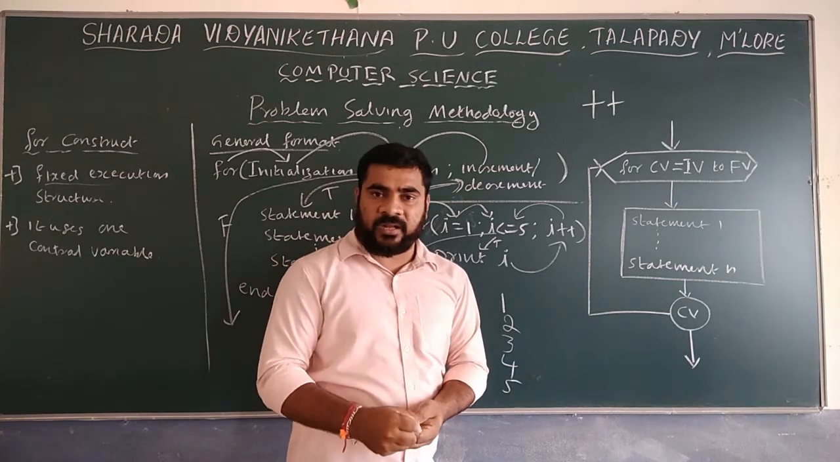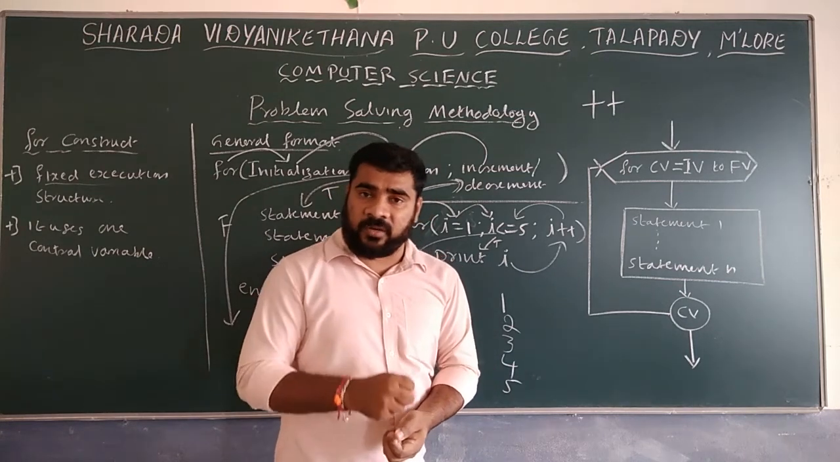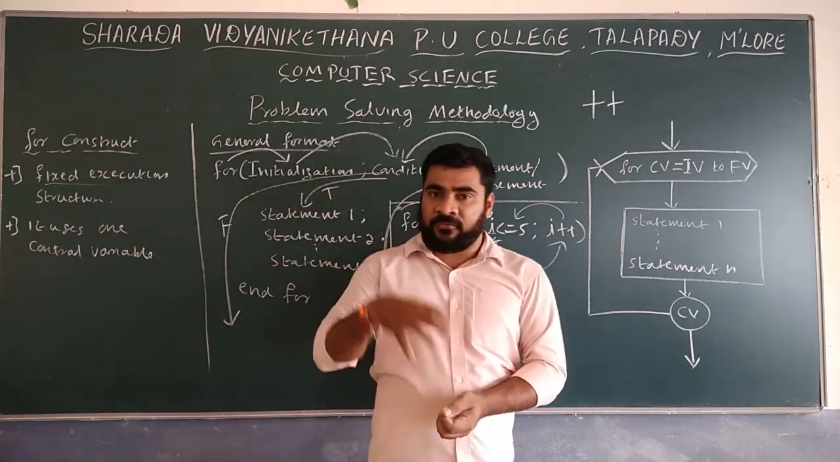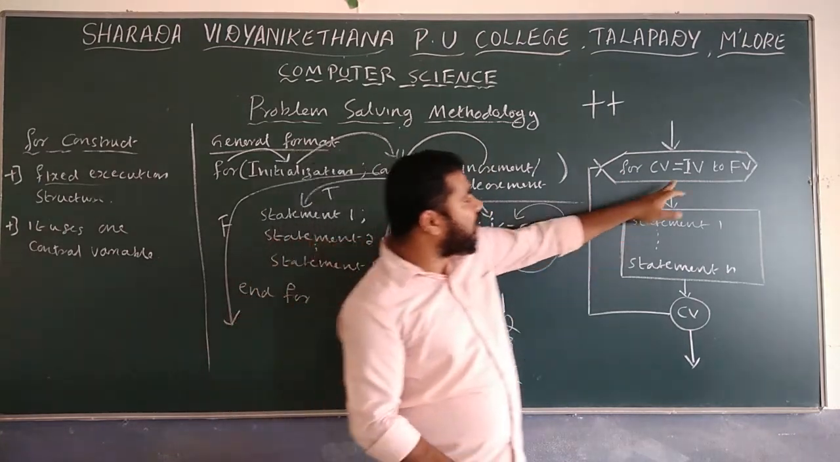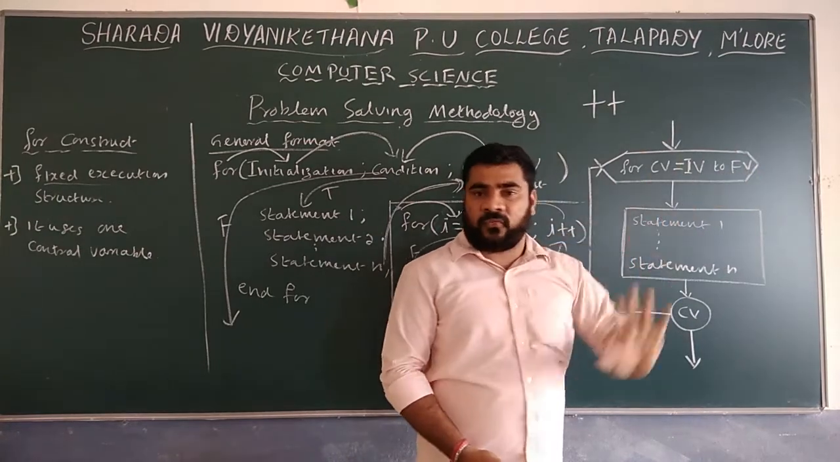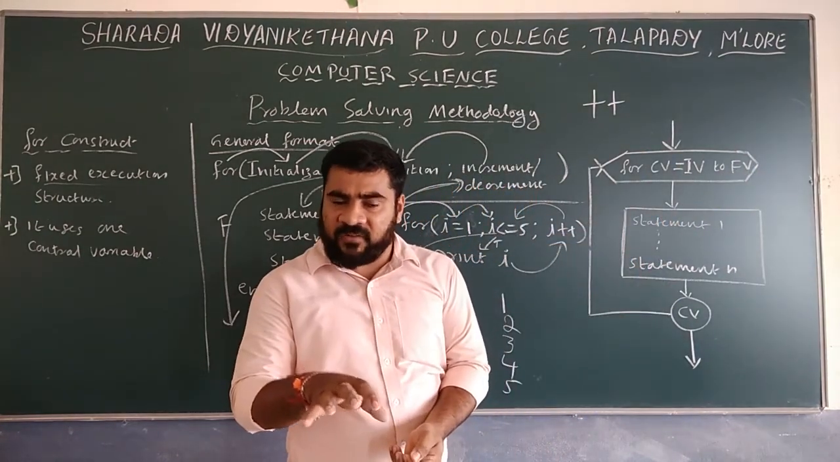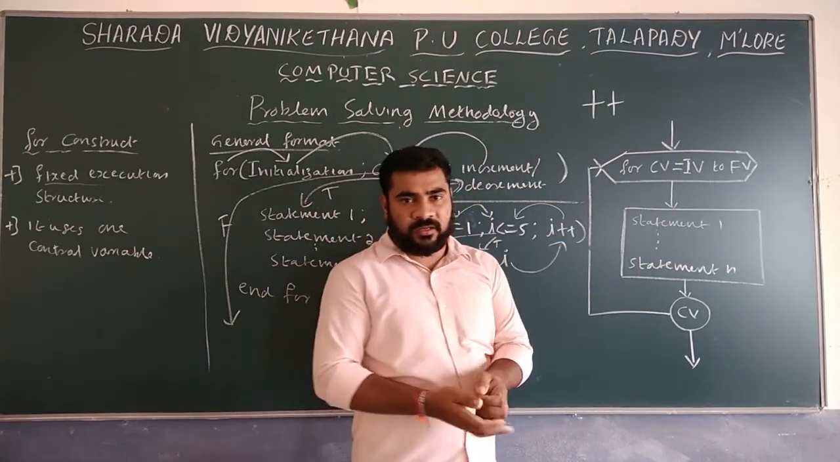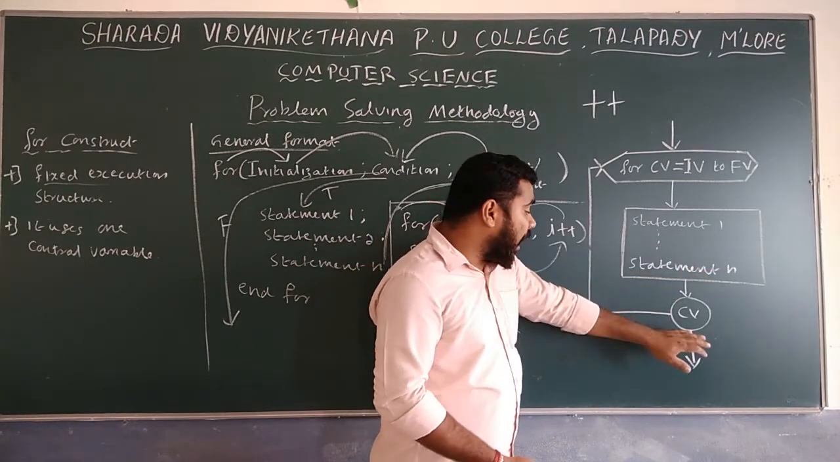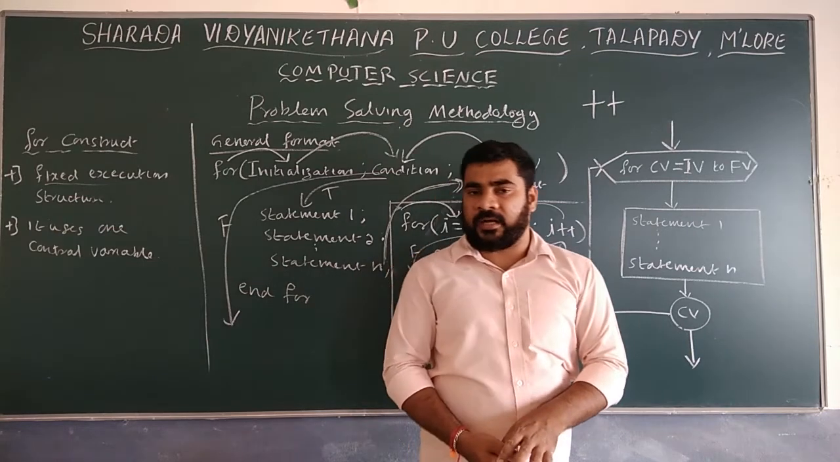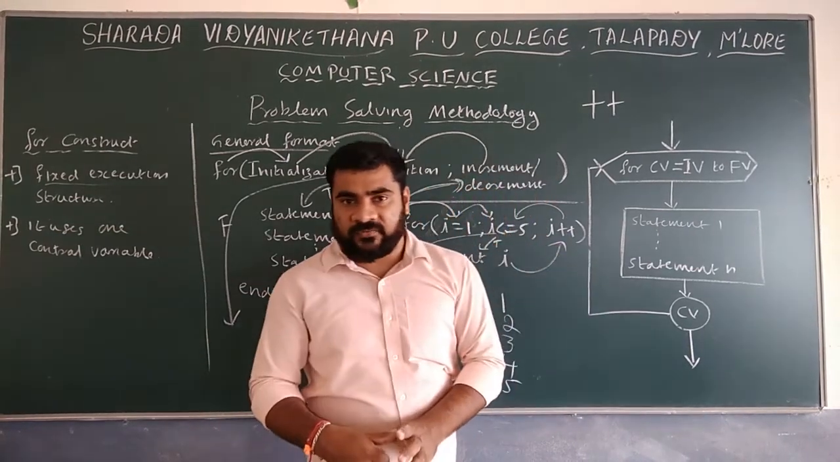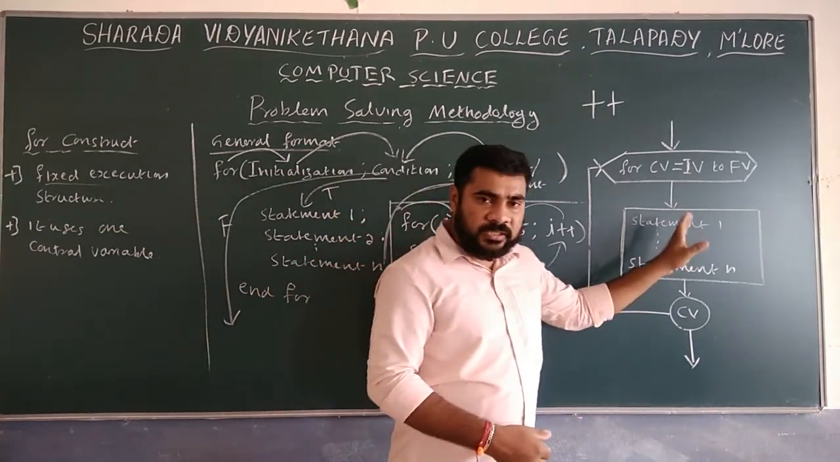When programming, if you already know how many times you want to repeat the statement, then it is fixed, and it is a for loop. In a for loop, we already know the initial value and the final value, and the statements are repeated until the control variable reaches the final value. Then this is the flow chart.